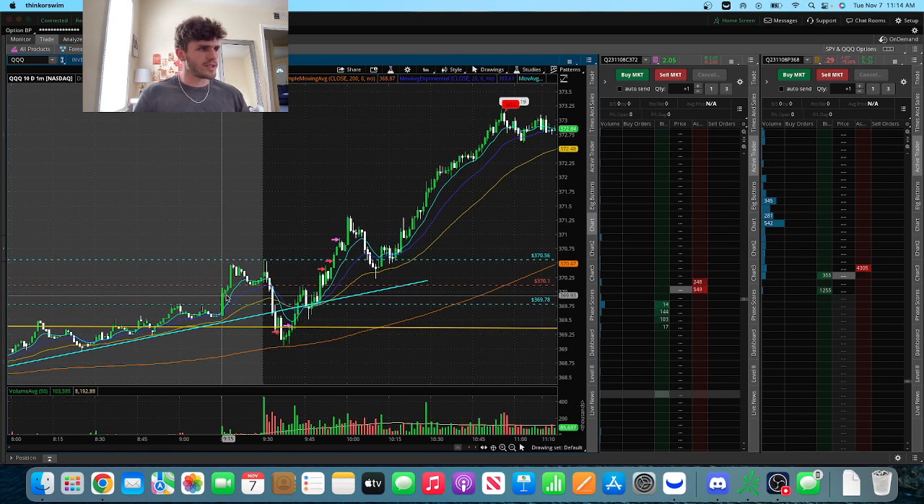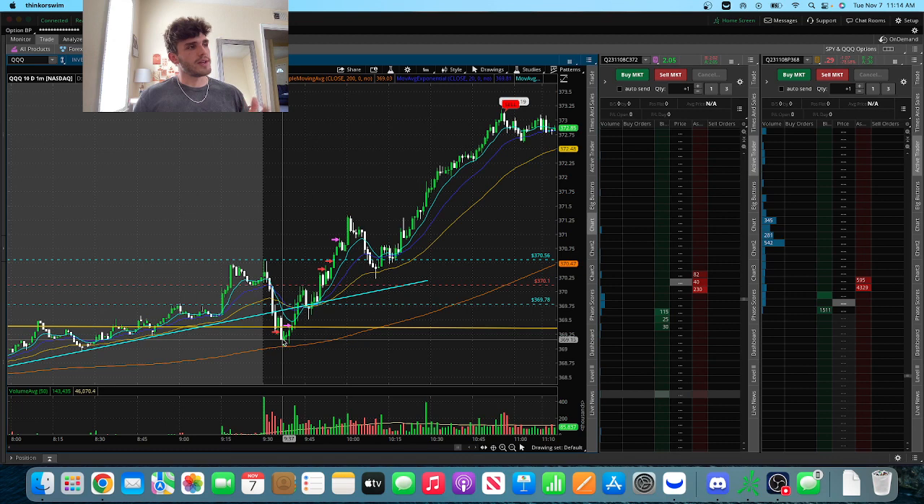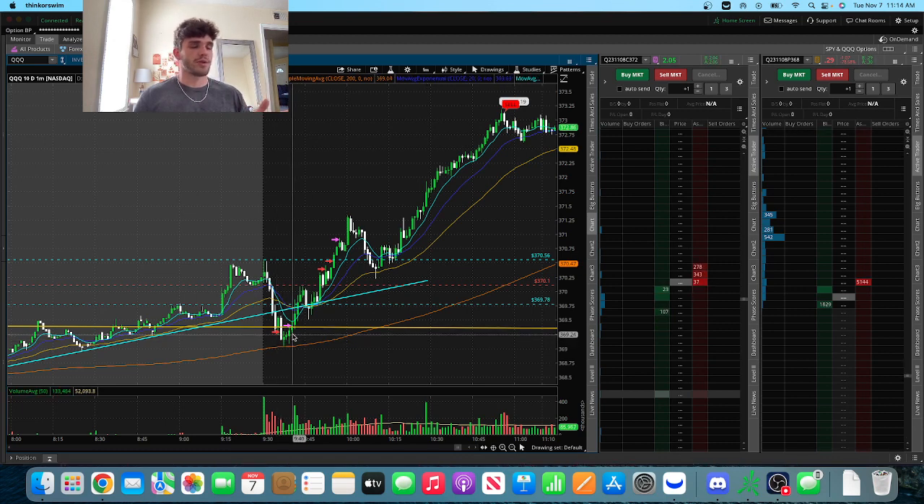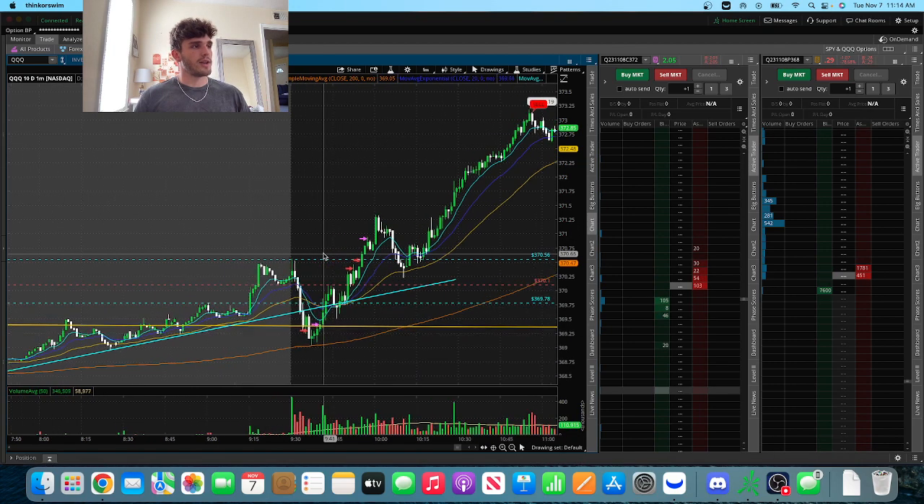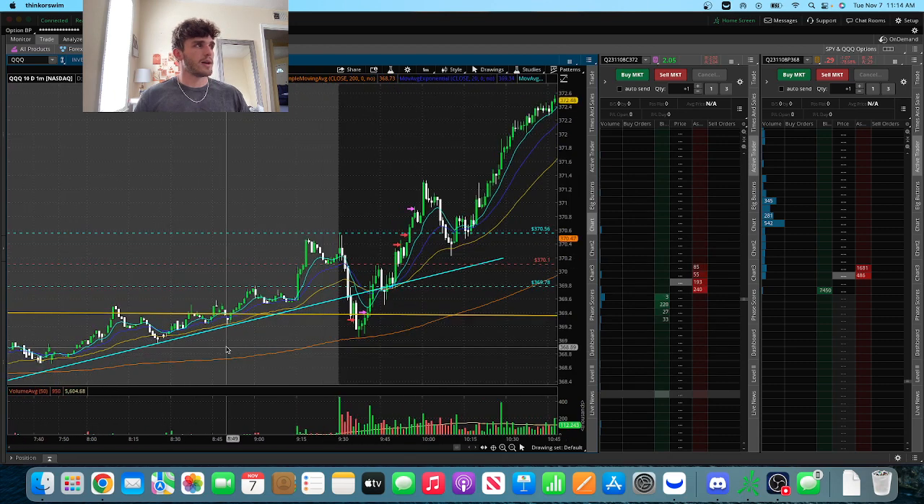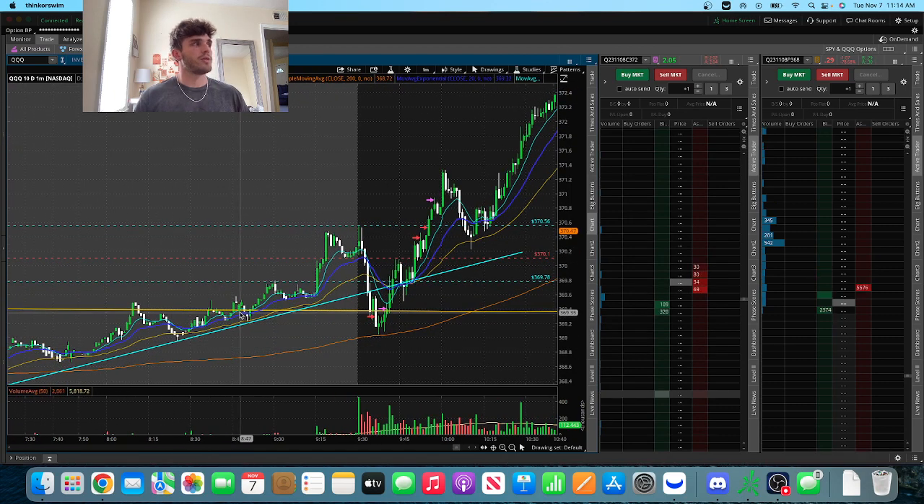So, as you can see, I have arrows on the screen. The red arrows are where I bought, and the purple arrows are where I sold. So, real quick, we're going to break down both trades. First trade of the day, I could see in the pre-market QQQ was beginning to push up. So, I automatically drew that trend line.